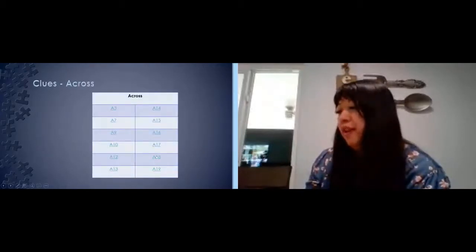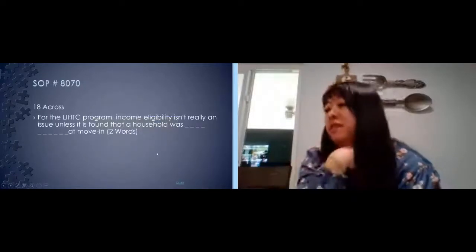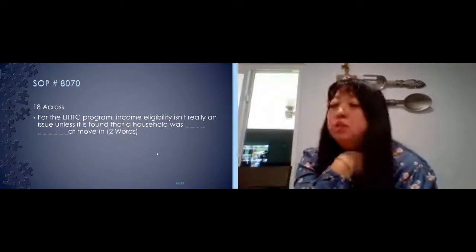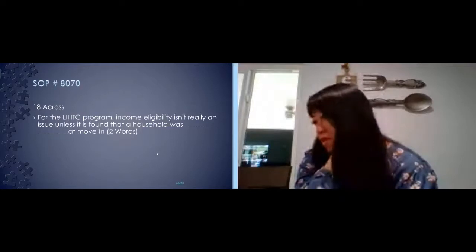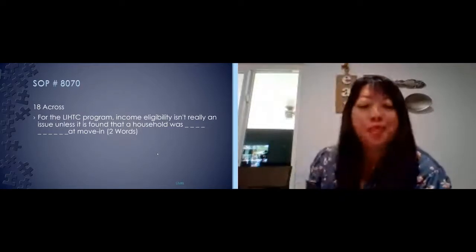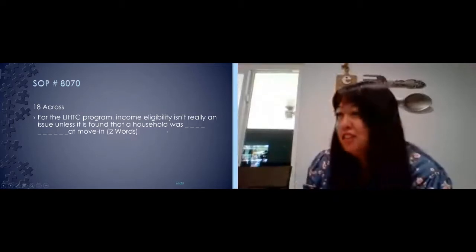We're going to go to 18 across. Okay, this is found in SOP 8070. For the Light Tech program, income eligibility isn't really an issue unless it is found that household was blank blank at move-in. 2 words here. This is a major issue, actually. So everybody know the answer to this?